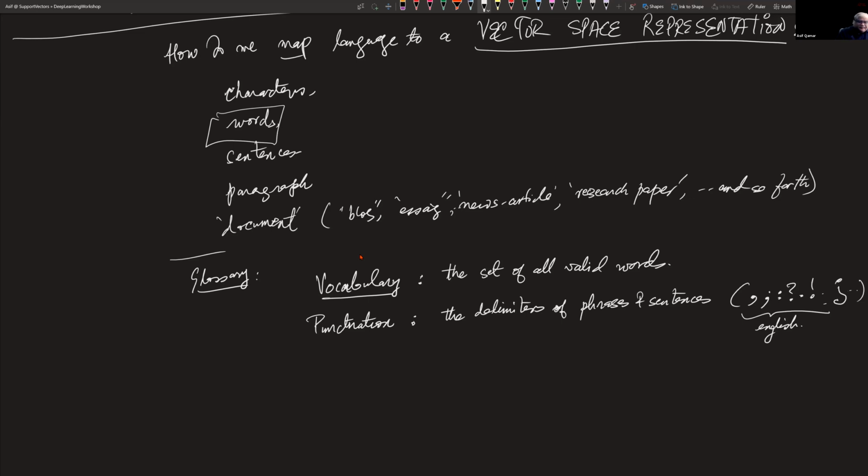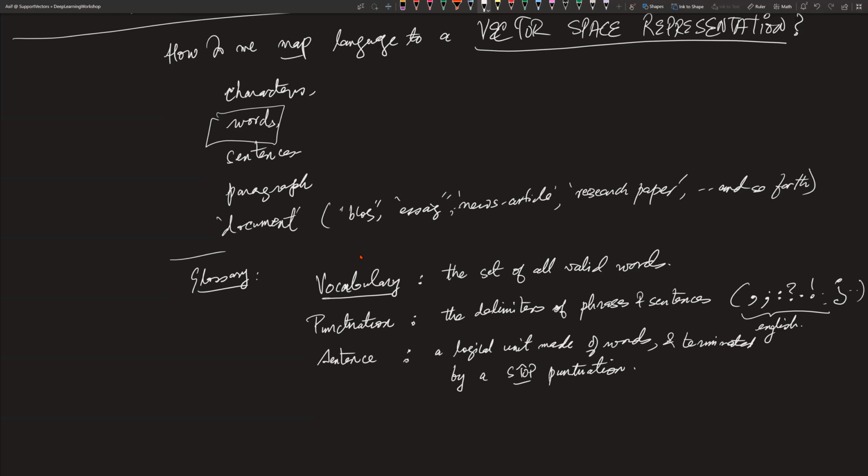Then I think the word sentence hardly needs an explanation. We know what a sentence is. Logical collection, logical unit made of words and delimited and terminated by some punctuation, by a stop punctuation of some kind. In every language, you find such a punctuation there, some sort of a stop punctuation.